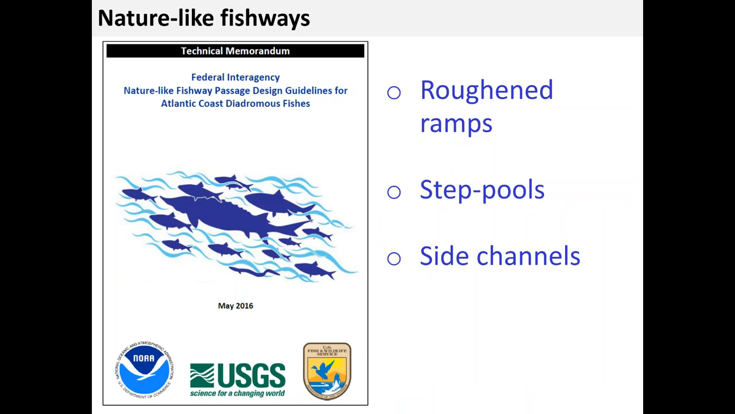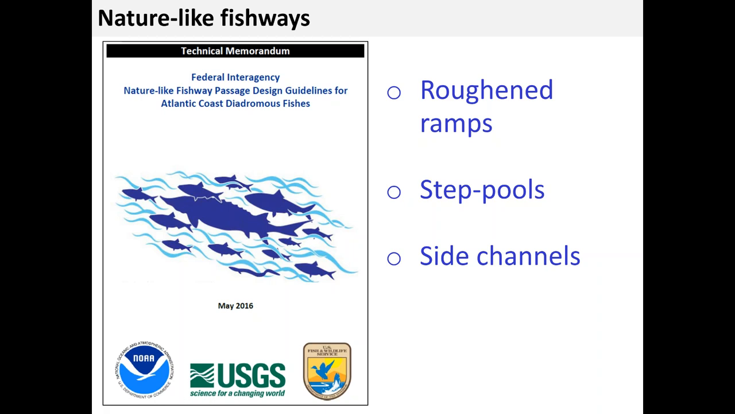Okay, now let me turn our attention briefly to so-called nature-like fishways. This is, as I said, relatively recent. The concept is not new, but there has been a lot of interest, perhaps generated by the realization that traditional fish passes were not working as well as they should. So people have started to turn to natural solutions, so to speak. I think that nature-like fishways can be roughly divided into roughened ramps, step pools, and side channels.